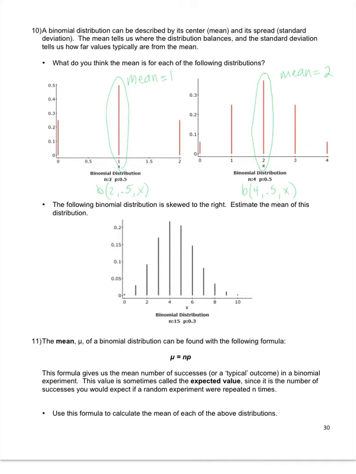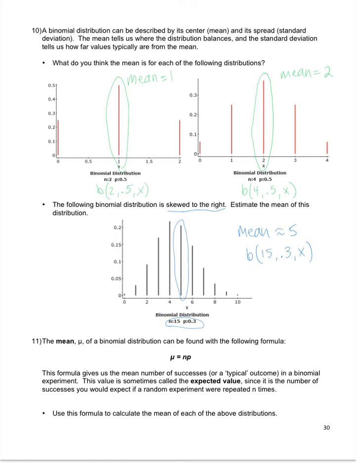All right, and the third one, the following binomial distribution, notice is skewed to the right, so its tail on the right is longer. Estimate the mean of this distribution. This one's a little tougher to do, but maybe a good guess is that the mean is about 5. Okay. All right, again, this is a binomial distribution when you have 15 trials. Probability of success is 0.3. That's given down here, too.